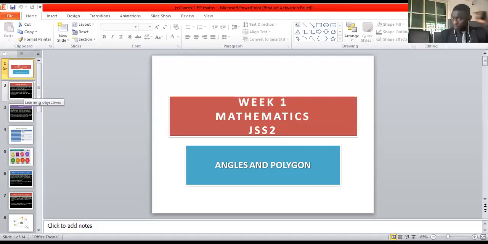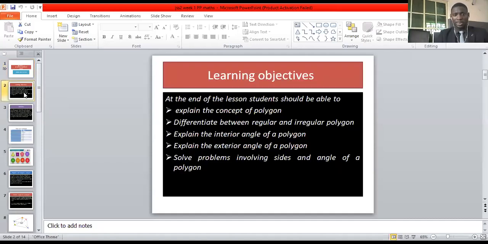Our learning objective is, at the end of the lesson, students should be able to explain the concept of polygon, what polygon means. Differentiate between regular and irregular polygon; these are the types of polygon we have. Explain the interior angles of a polygon: the angles inside a polygon are called the interior angles. Explain the exterior angle: the angles outside the shape of a polygon are called the exterior angles. And solve problems involving sides and angles of a polygon. At the end of the class, I believe we should be able to achieve all these five stated learning objectives.